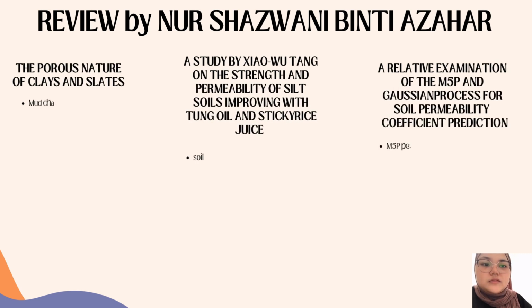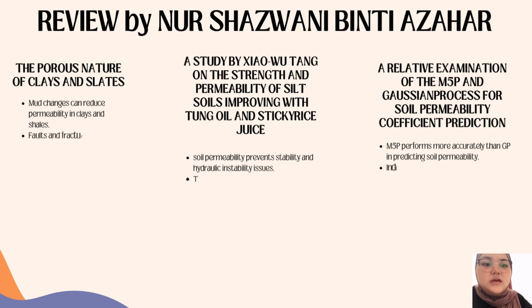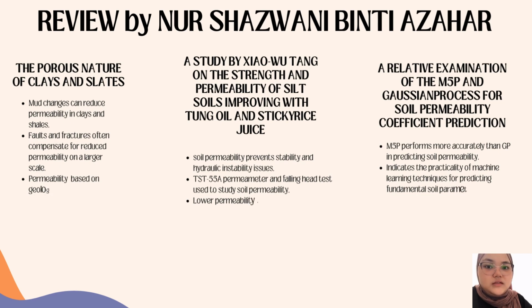Review for the porous nature of clays and shales. Number 1, matrix can reduce permeability in clays and shales. Number 2, faults and fractures often compensate for reduced permeability on a larger scale. Number 3, permeability is based on geological settings and petrophysical characteristics.